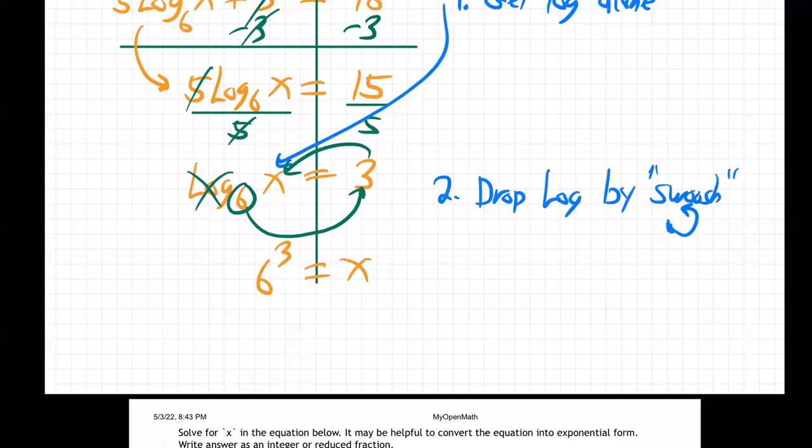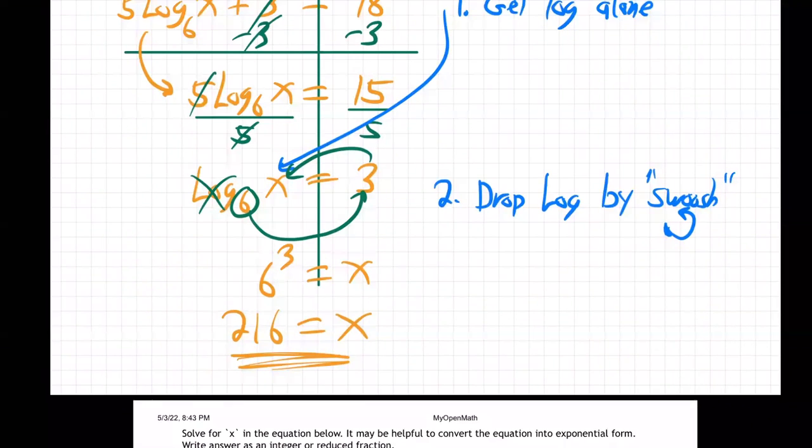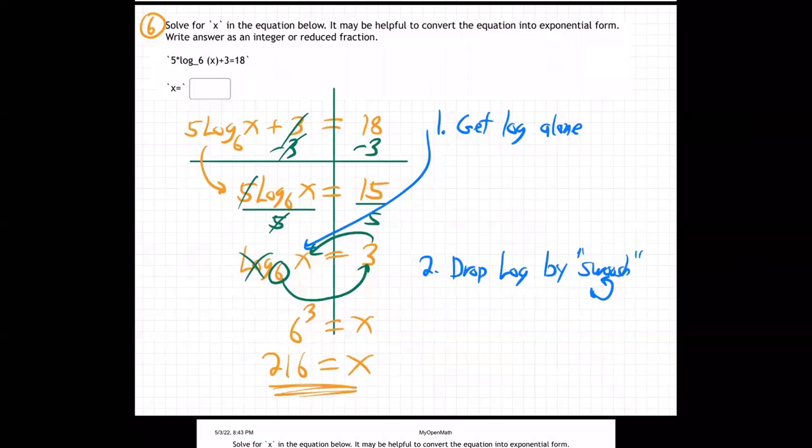Okay, and so then 6 to the 3rd power, just use your calculator, it'd be 216. And that's it, you're done. You solve for x. So how did we do it?